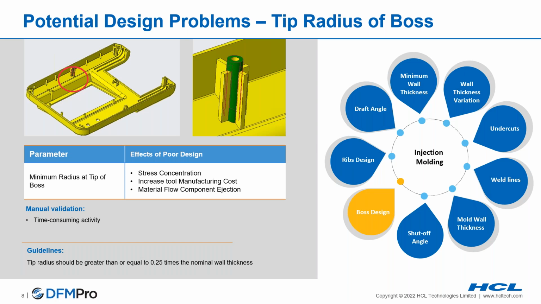Boss features are usually used to facilitate a mechanical assembly. A minimum radius at the base of a boss or the tip of a boss will reduce the stress concentration. Sharp corners are the primary cause of stress concentration, which leads to part failure and poor flow pattern. The impact will be stress concentration, increased mold flow, and material flow issues. General guidance suggests the radius should be greater than or equal to 0.2 to 25 times the nominal wall thickness. As I mentioned, manual validation of this radius is also a time consuming activity for the designer.